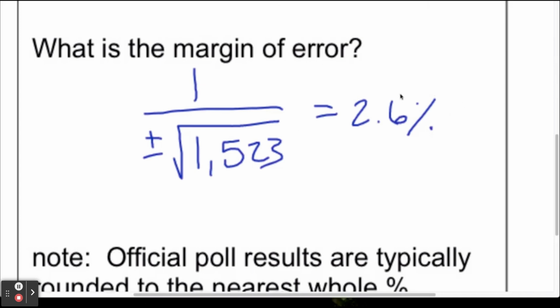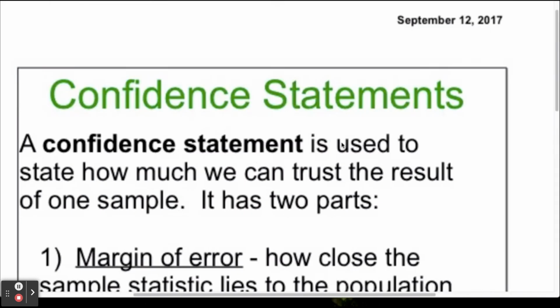Okay. But here's the thing with margin of error. Here's the flaw with margin of error, and we identified this back in chapter 3 when we first learned it. 1,523 people is supposed to represent the American population. Okay. And so, although 1,523 people is a lot of people and it provided a good margin of error, it's not a lot of people compared to the population of the United States, right? And so, one extra data point that we have with margin of error is called a confidence statement.